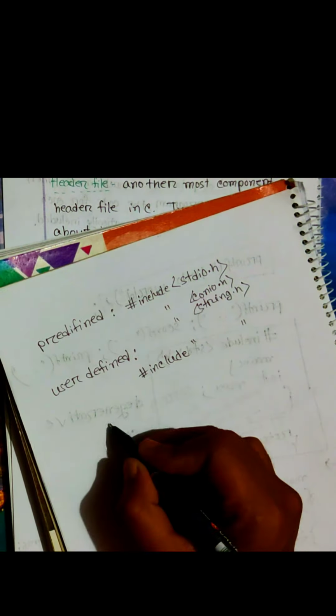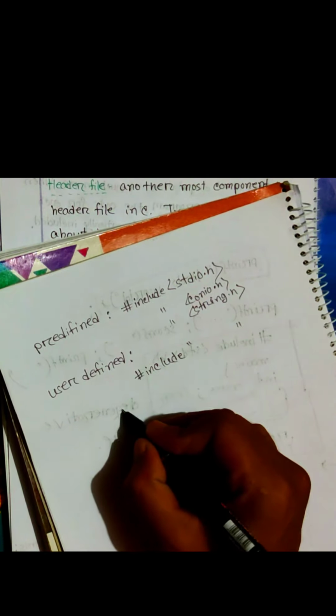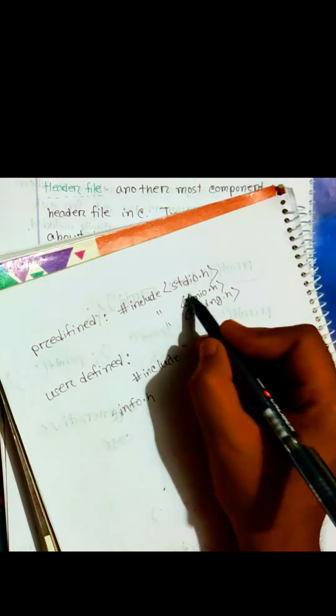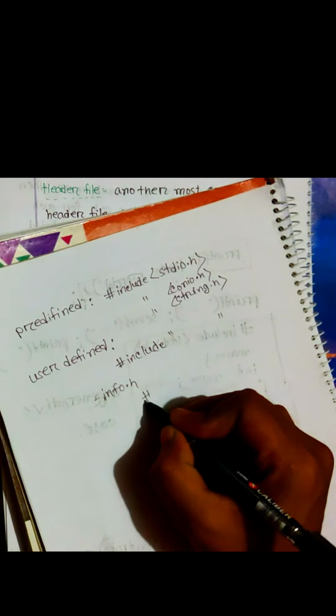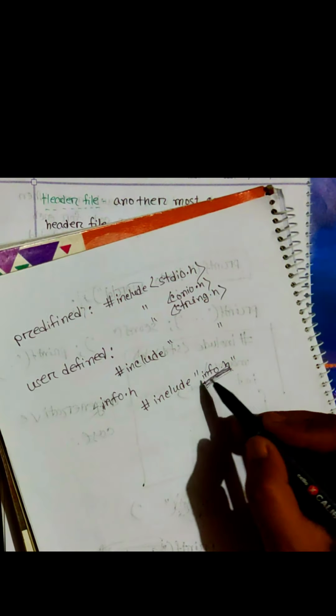Let's see an example. Think you are a programmer and you have to use your information in every program, so you have created a file like info.h. You have to add it in this program, but it is not a predefined preprocessor like this one. It is user defined, so you have to use it in this program. You will use it like include info.h and it will work. It will show output if I put information in these files.